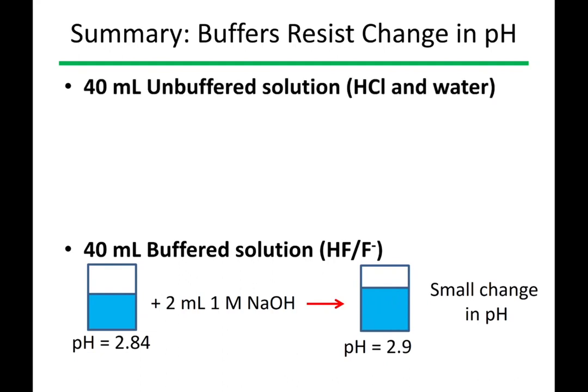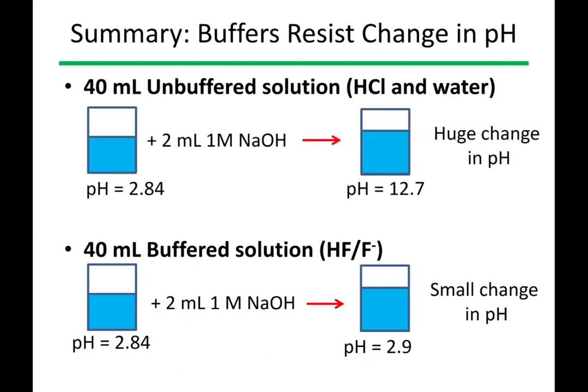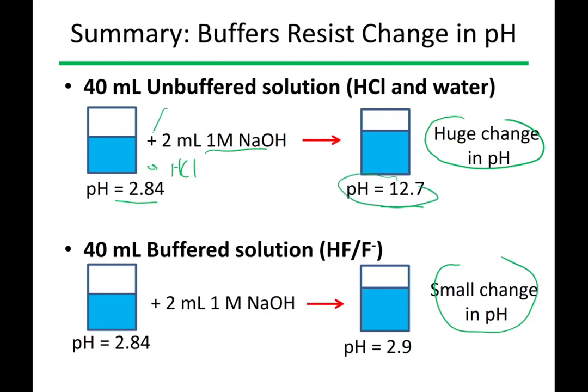What about if we had an unbuffered solution at the same pH? So if we had an unbuffered solution, this would be something like HCl with a pH of 2.84. If we add some base to this, we'll see that the final pH is actually 12.7. This is a huge change compared to the buffered solution. Now the question is, HCl is a strong acid, HF is a weak acid, so why does it change so much more when we add the same amount of base?